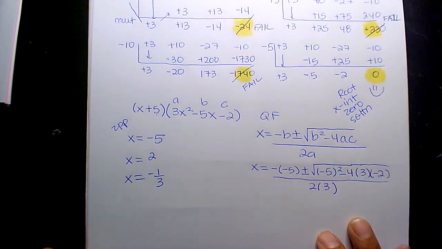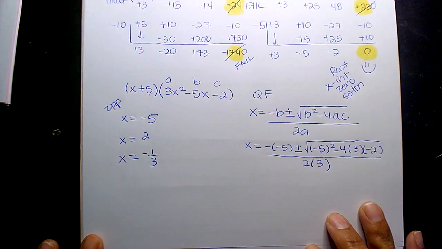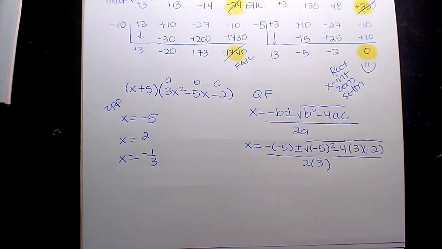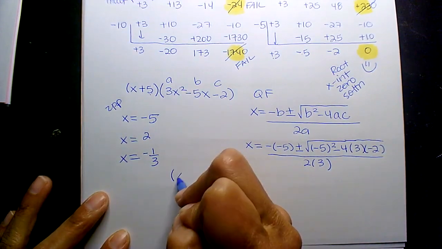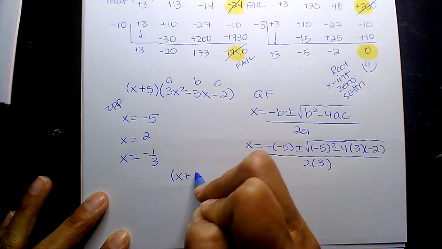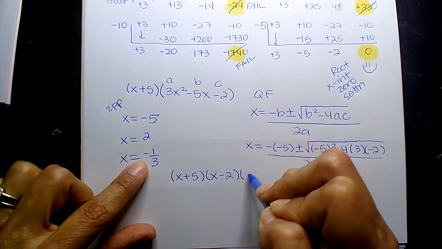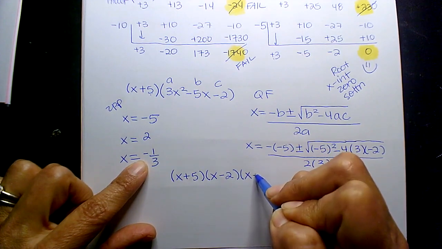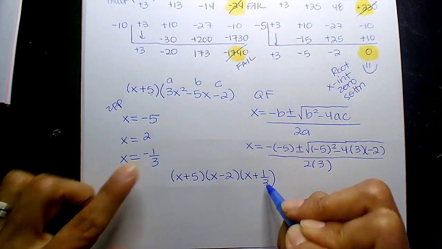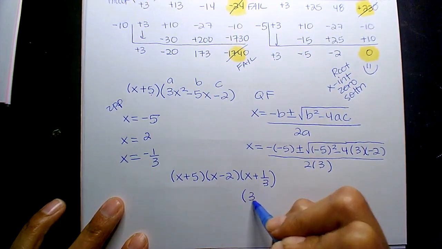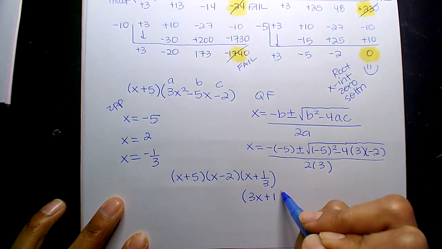That's where the cubic function is crossing your x-axis. Okay, how do you write that? Well, your roots then are x plus 5. You go opposite. x minus 2, x plus 1/3, but remember, if you guys remember, it's really 3x plus 1.